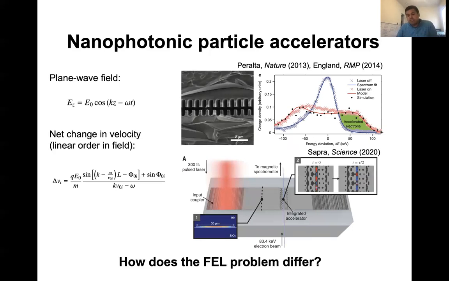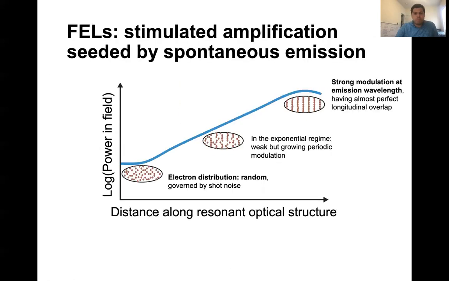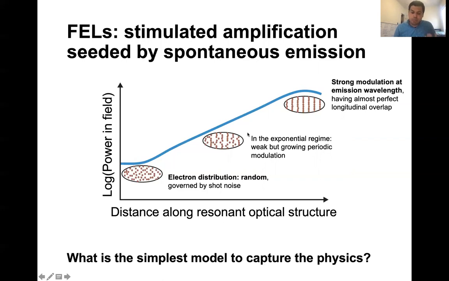But the nanophotonic free electron laser problem differs from both of these. For example, free electron lasers operate by stimulated amplification, which is seeded by spontaneous emission. So it has both the parts of the nanophotonic light sources and the dielectric laser accelerators, because you can think of the spontaneous emission as the seed that gets stimulatedly emitted. So it basically combines both aspects of the problem.